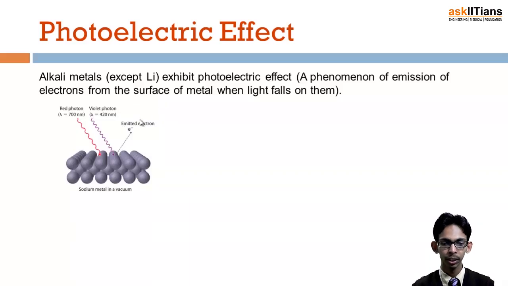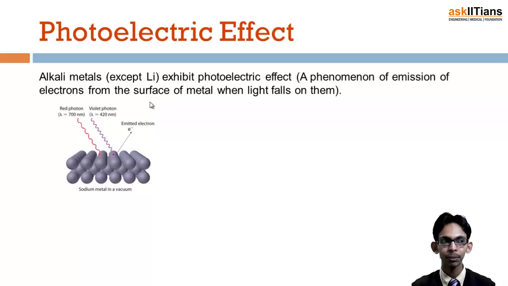It is observed that when light falls on the surface of alkali metals except lithium, electrons come out from the surface, which can be used in a circuit in the form of electric current. So this effect, in which electrons come out from the surface of a metal when light of a particular frequency falls on it, is known as the photoelectric effect. So alkali metals except lithium exhibit the photoelectric effect, which is a phenomenon of emission of electrons from the surface of metal when light falls on them.